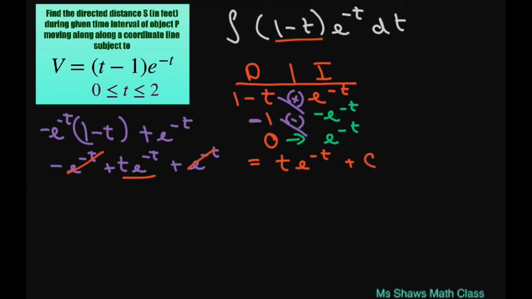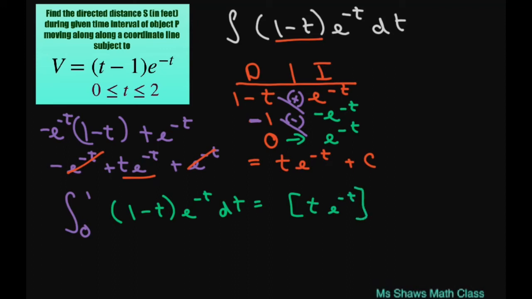So let's go back to the integral from 0 to 1 of 1 minus t times e to the power of negative t dt. That equals t times e to the power of negative t, evaluated from 0 to 1. When you substitute in 0, it just zeroes out. Substituting in the 1 gives you e to the power of negative 1. So that's for that part.